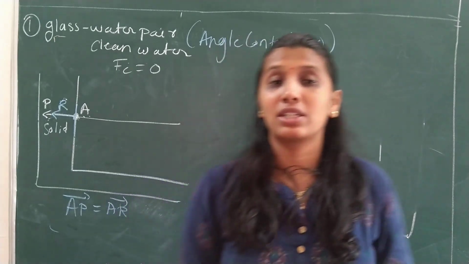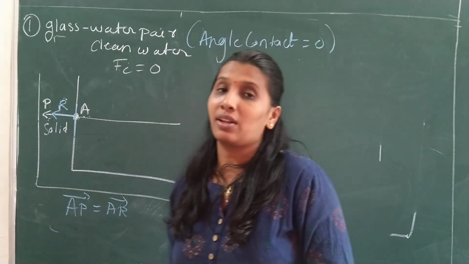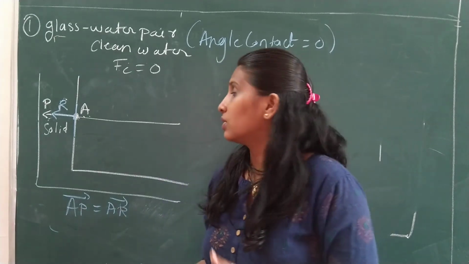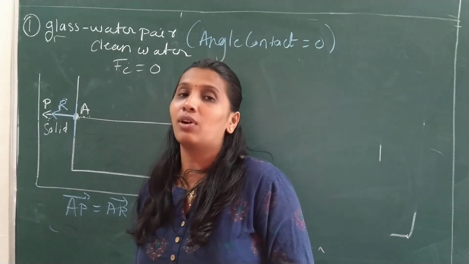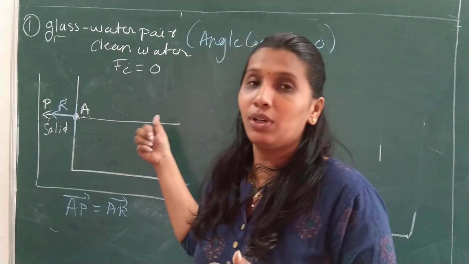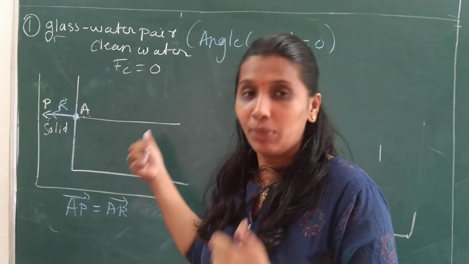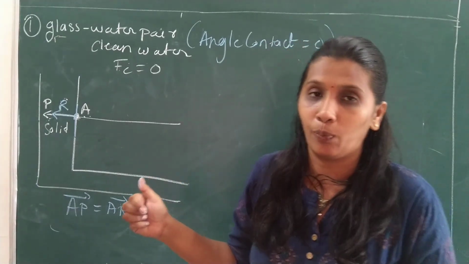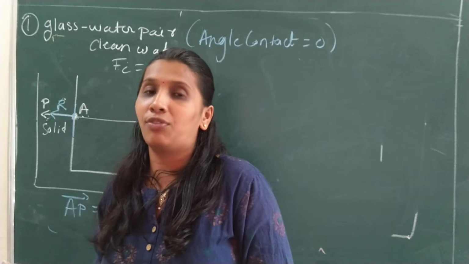While whatever in the first case we have taken, the water and glass pair, that was not pure, so it partially wets the solid. So this is the difference between the pure water and the normal water we are considering. So pure water completely wets your solid. Because of that reason, the angle of contact is 0. I hope this is clear for you.